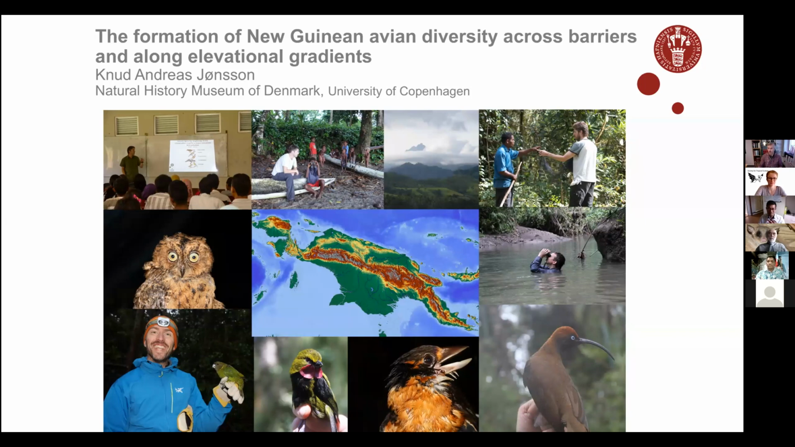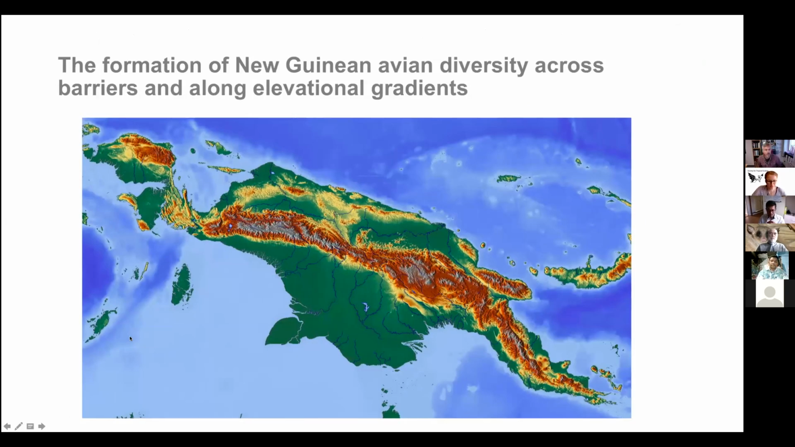All right, so here's an island, not just any island, it's the largest tropical island in the world. I guess a lot of people would know this island. It's got enigmatic biodiversity on it. It's got birds of paradise, tree kangaroos, and a bunch of other really cool things.